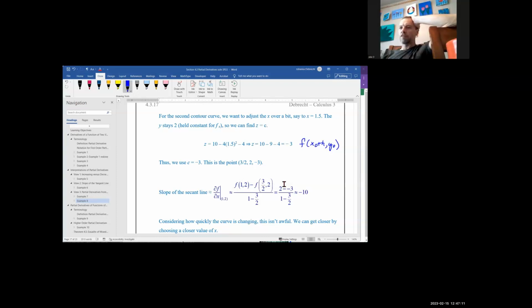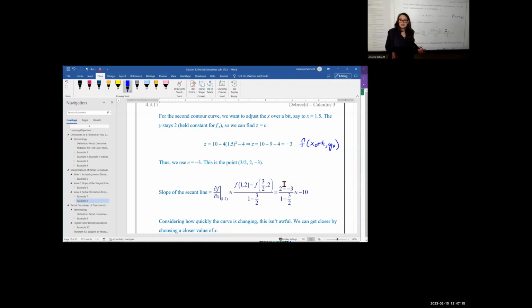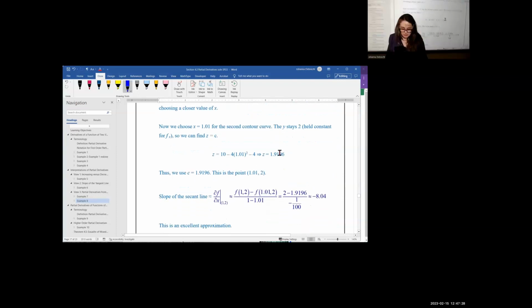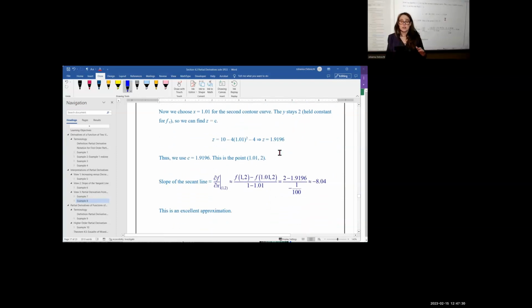Well, because you're half a point away, so we're just doing the secant line. I'm really getting the slope of the secant line, and 1.5 isn't all that close to 2. If you're wanting the tangent line, 1.5 isn't that close. So let's do it again, but this time let's choose something that's a lot closer.